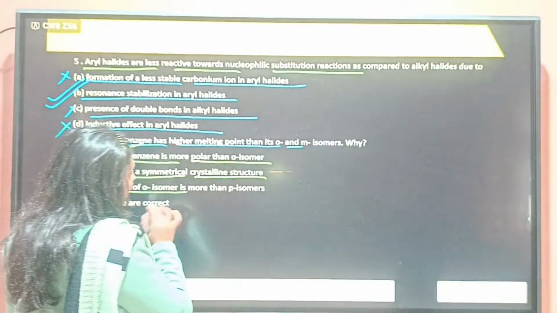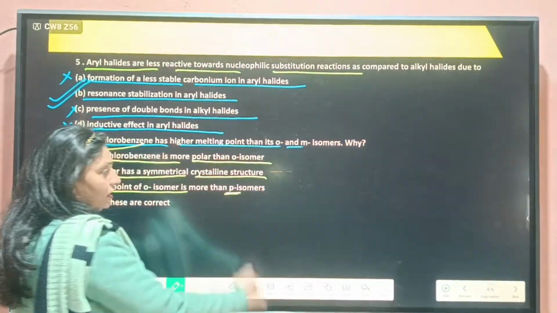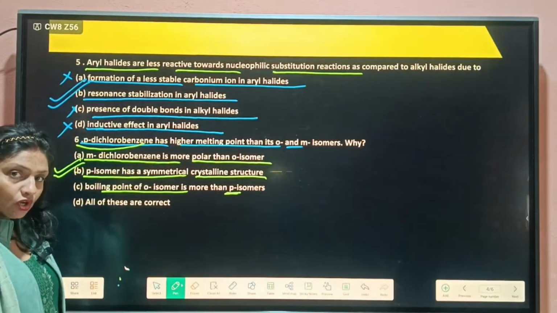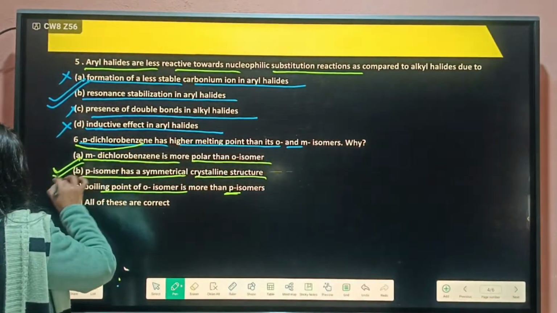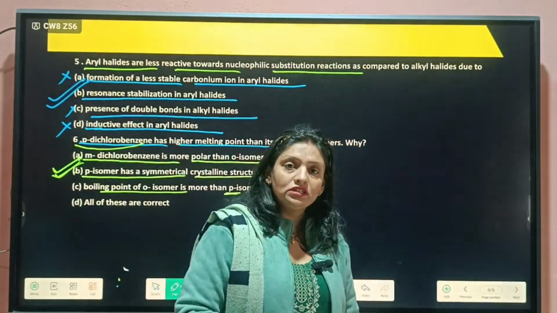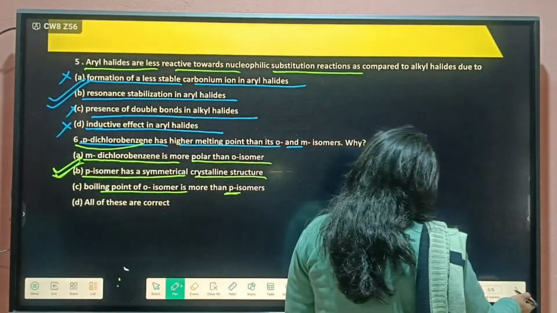Boiling point of ortho isomer, no, it is not right. For para, the boiling point and melting point will be high. All of these others are not correct, so we will go with option B. Option B is the correct option for this question. I hope this question is also clear to all.